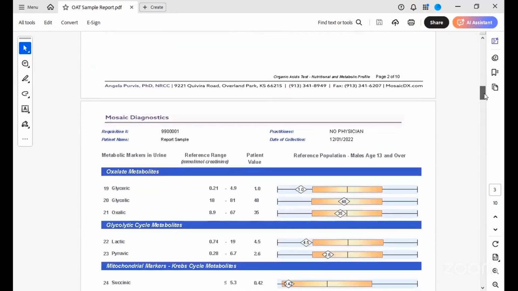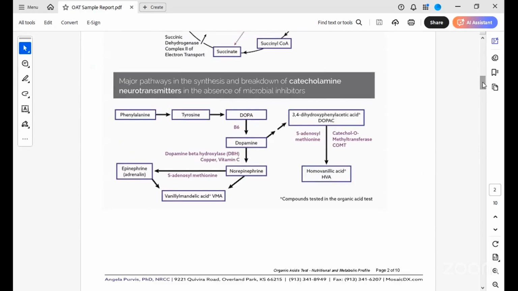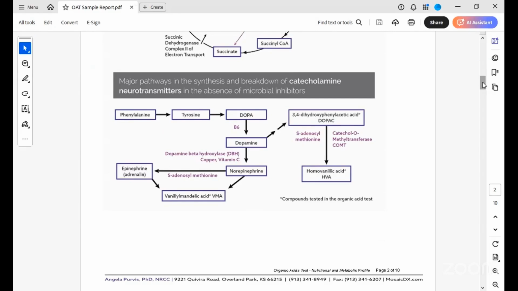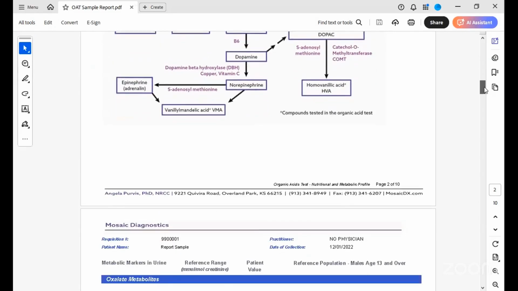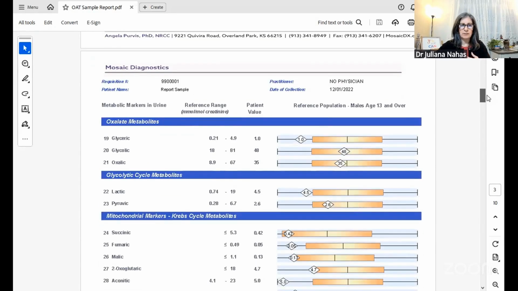Dr. Nahas, are these graphs specific to the patient that the report is on, or is it just an overall? Yeah, this is just the explanation of where you're seeing those markers and the major pathways. Okay. Yeah, so this is not particular to the patient. I think they may show one particular to the patient further down.